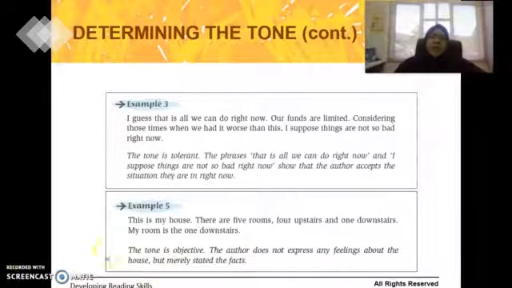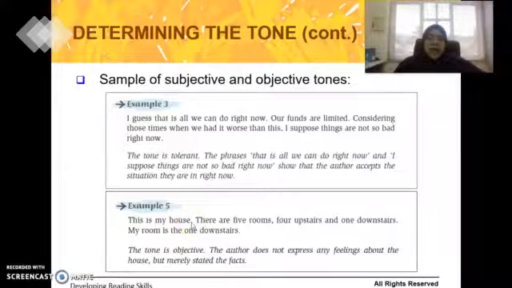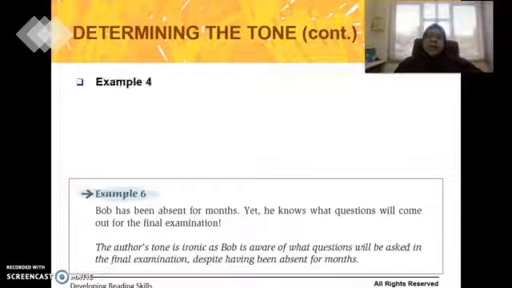We can say that example 5 is objective tone. However, example 3 is subjective. It is tolerant. All right, we go to the next one.